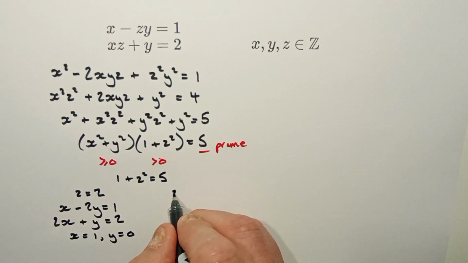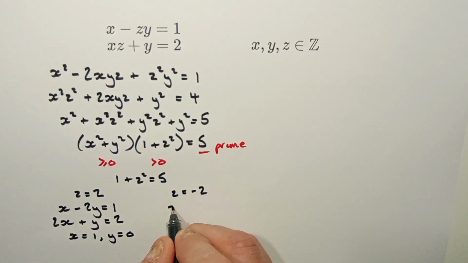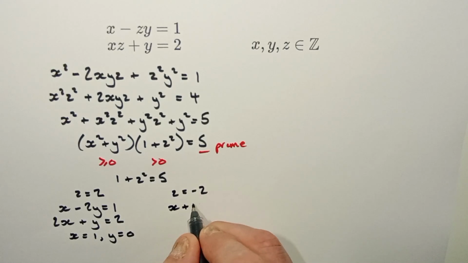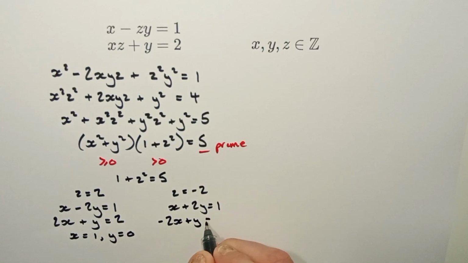Now z equals minus 2, the other square root of 5 minus 1. So then you've got x plus 2y equals 1, or minus 2x plus y equals 2. You can quickly see there's no integer solutions to those equations, so we can rule that out as a possible solution.